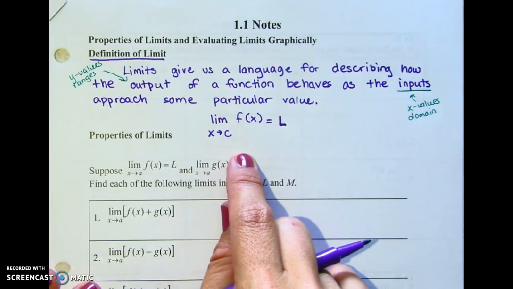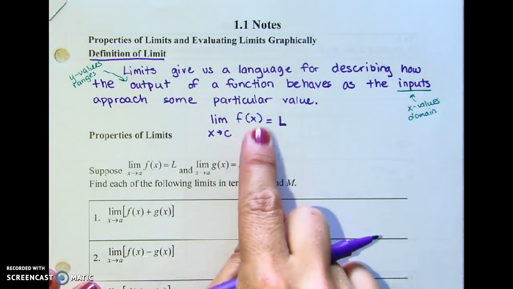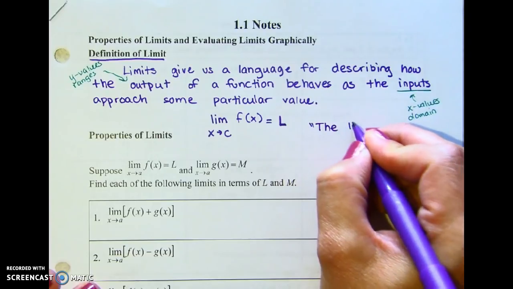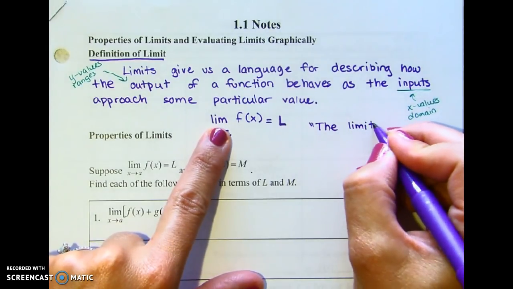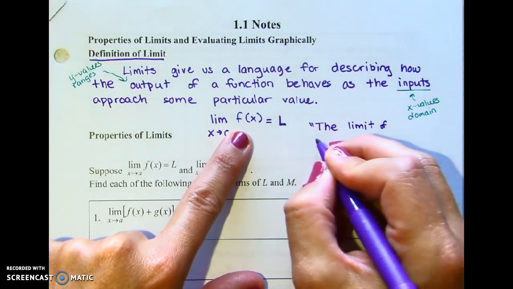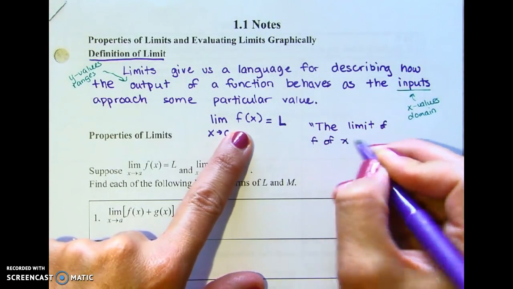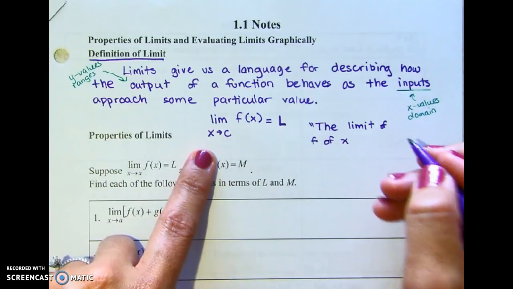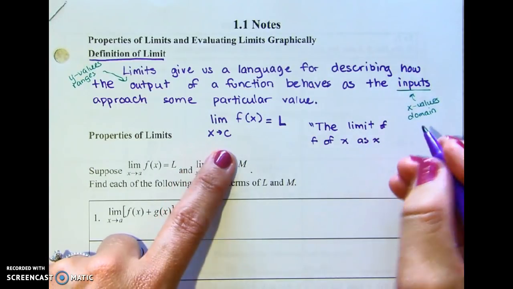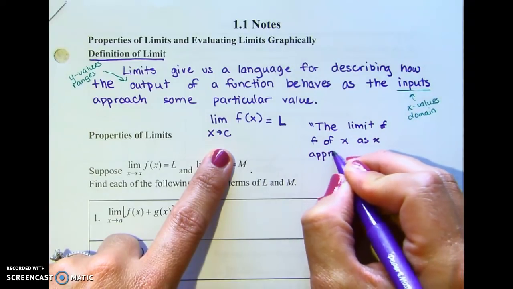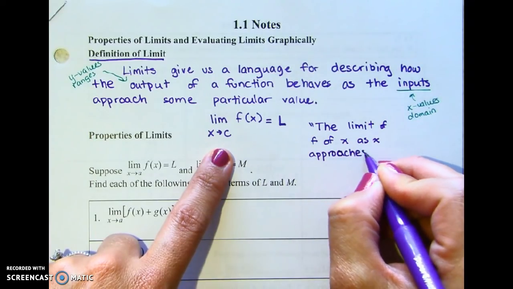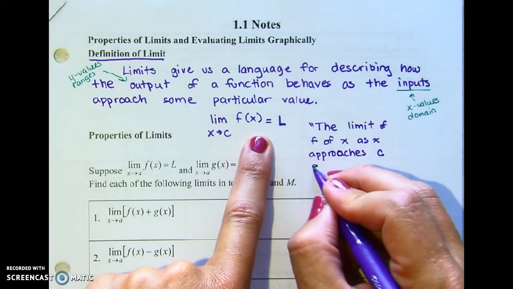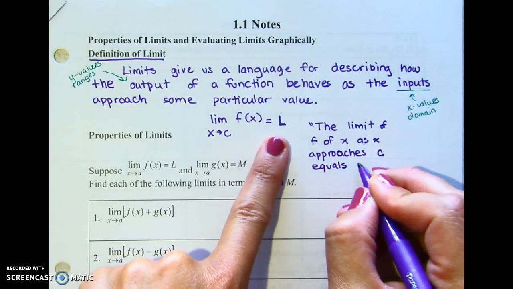So here's how you write a limit or describe a limit in symbols, and what this means in words goes like this. The limit of f of x, so that could say g of x, h of x, the limit of f of x as x approaches c, where the arrow stands for the word approaches, is, or equals, a number L.